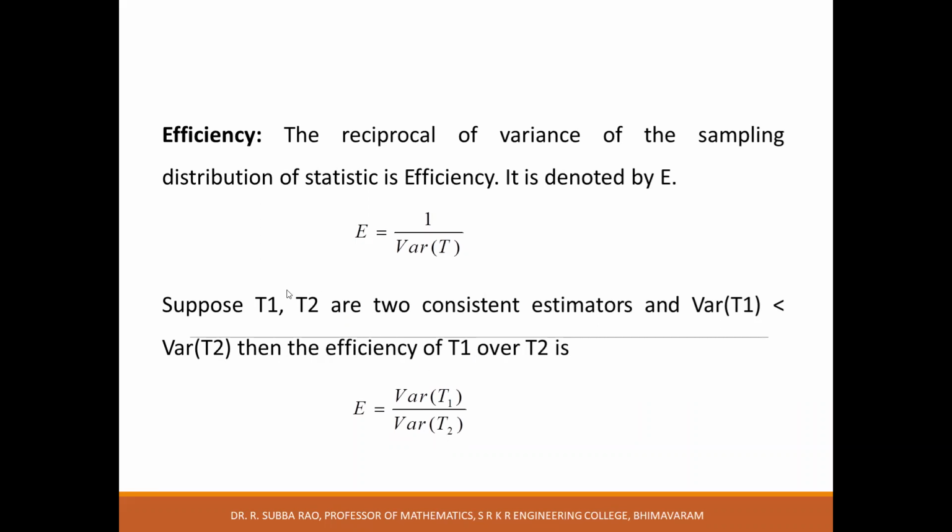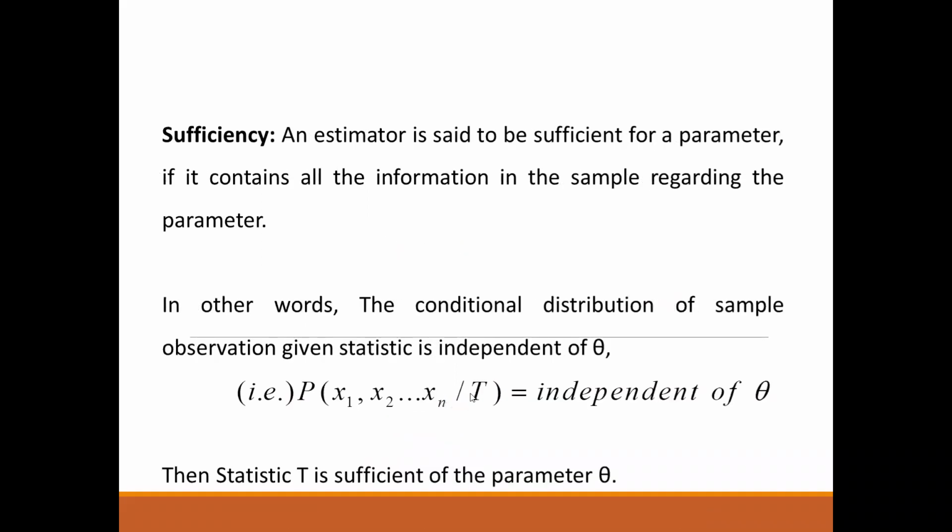I repeat, suppose you have two consistent estimators. That means if we talk about efficiency, they should be consistent. The efficient estimator is always consistent. So T1 and T2 are two consistent estimators, and variance of T1 is less than variance of T2. Efficiency of T1 over T2 is defined as E equal to variance of T1 by variance of T2.